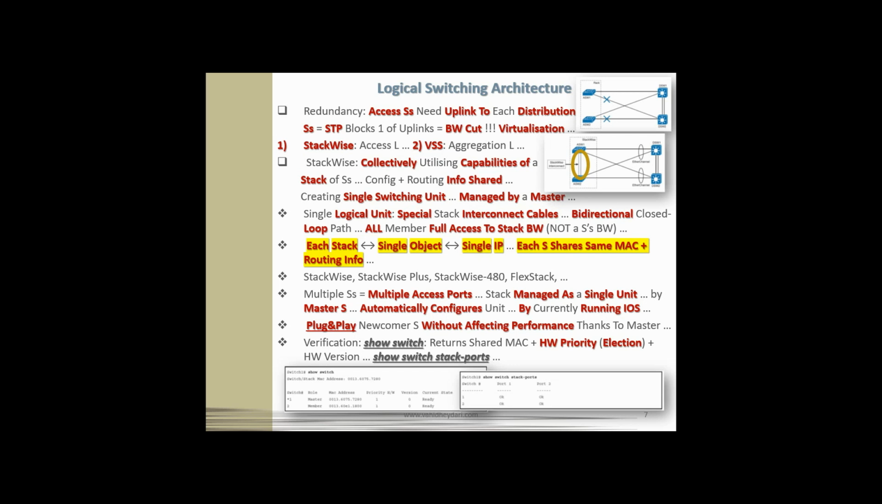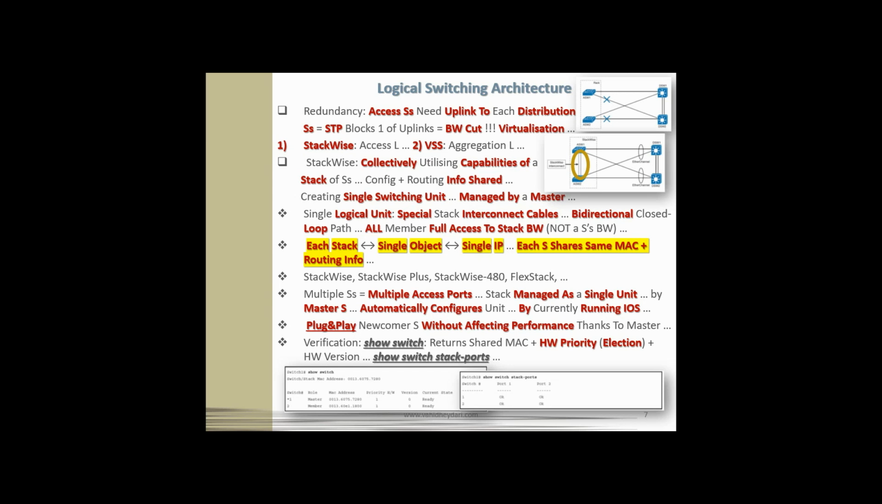So Stackwise for access layer and VSS for aggregation layer. Let's start with Stackwise, and remember we are focusing on access layer. Stackwise, or Cisco Stackwise technology, provides a method for collectively utilizing the capabilities of a stack of switches. And as I said, we are focusing on access layer here.